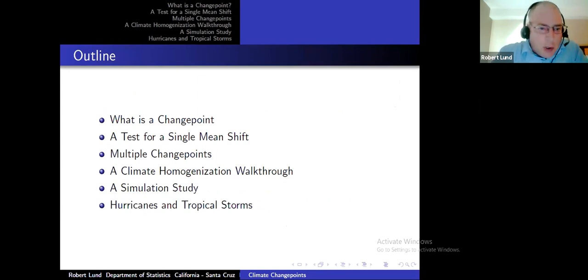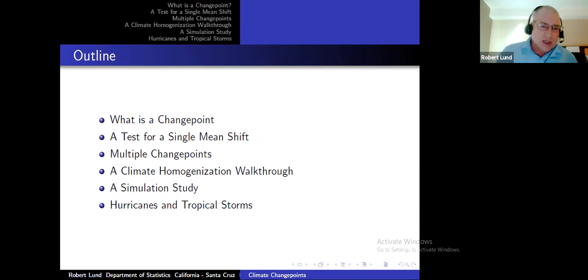So for an outline of the talk, I will first tell you what a change point is, what these things are, and convince you that if we don't get the change point aspects in a lot of data sets correct, that we're going to make unsound and often bogus inferences.